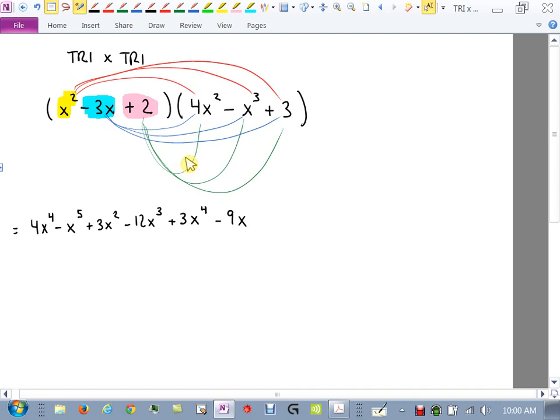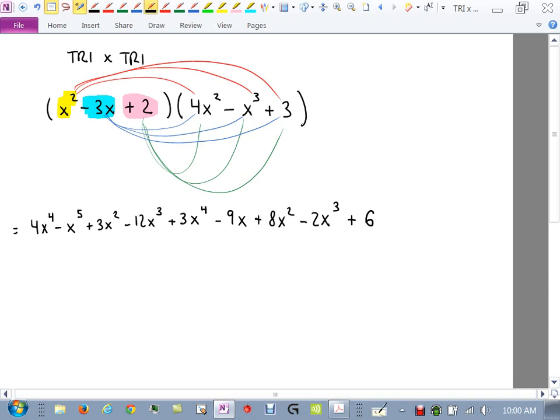Okay, 2 times 4x squared is 8x squared. 2 times negative x cubed is negative 2x cubed. And finally, 2 times 3 is 6. There's all 9 of my terms. And now I need to collect like terms. So since you're writing in pencil, and you usually don't have colors, here's what I recommend you do to try and find your like terms.